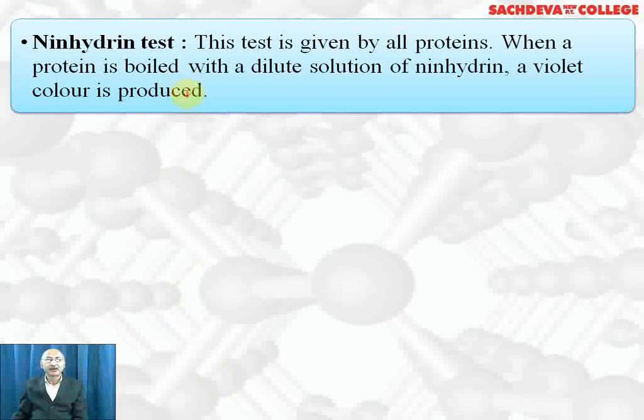Ninhydrin test is given by all proteins. When protein is boiled with a dilute solution of ninhydrin, a violet color is obtained. So this can be used for titration to find out the content of protein in various fruits, vegetables, and other sources like soya bean, etc.